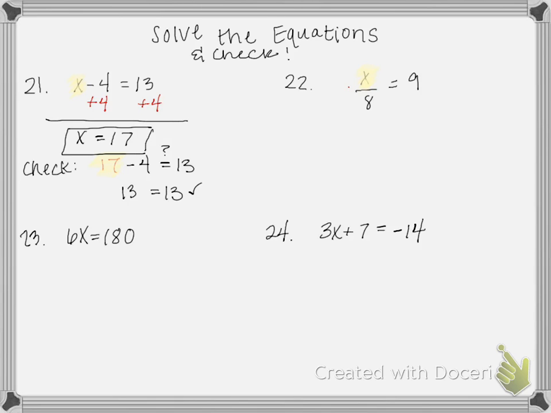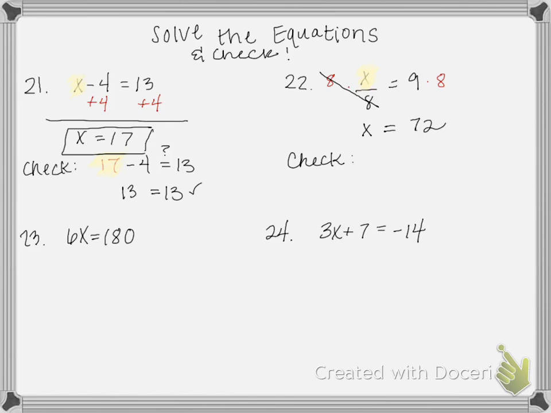If I multiply one side by 8, I have to go and do the other side by 8 as well, multiply. What's really nice is 8x over 8 would cancel. So this 8 cancels this guy out, and we're left with our x equals, then we do 9 times 8 to get 72. But again, before we move on, we need to check.